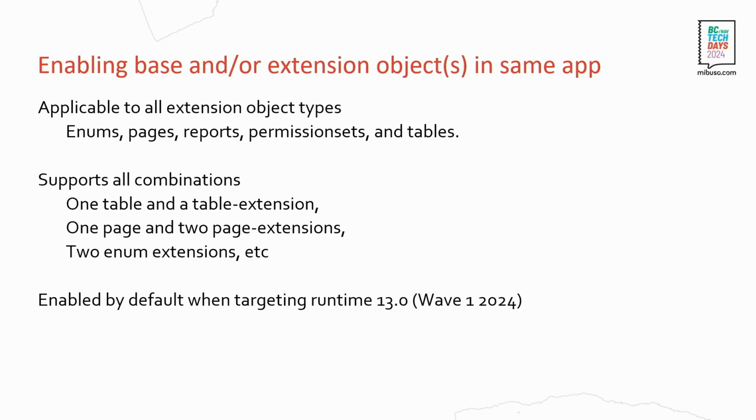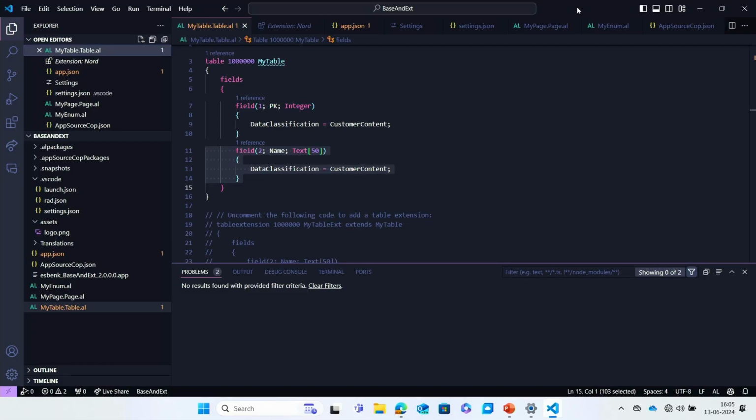This is not just for tables. You can do it for all objects that are extendable. They can now have base and extension in the same app and in all the combinations. So let me show this together with AppSourceCop, because this is one of the things we need to make sure also works.